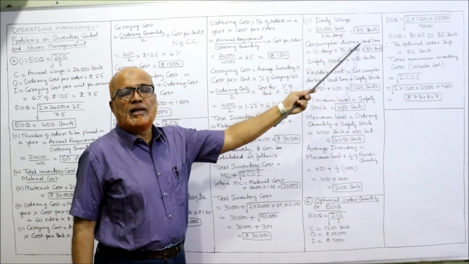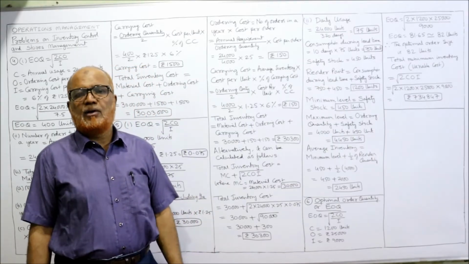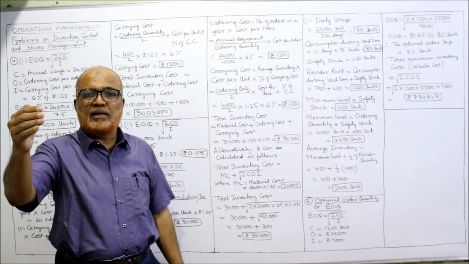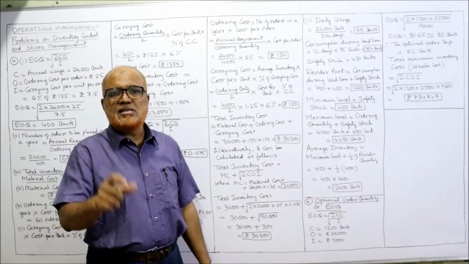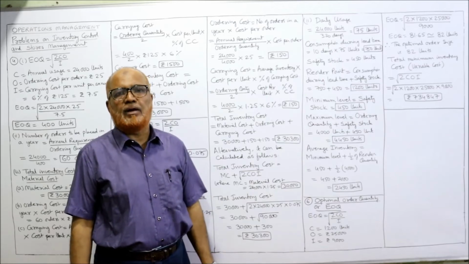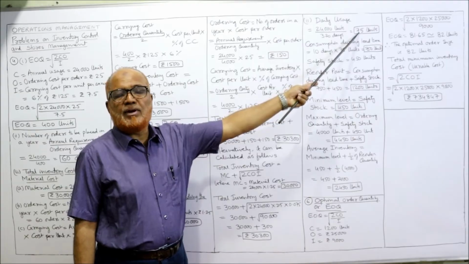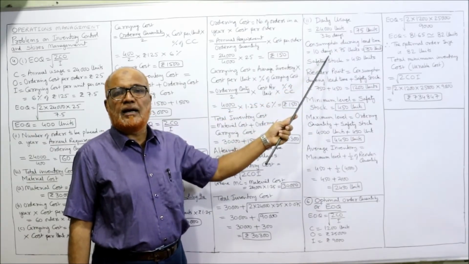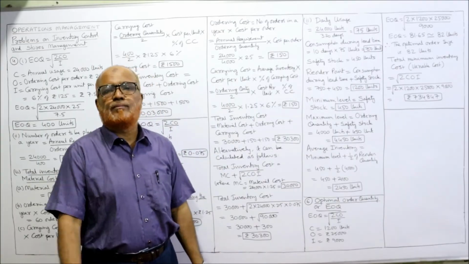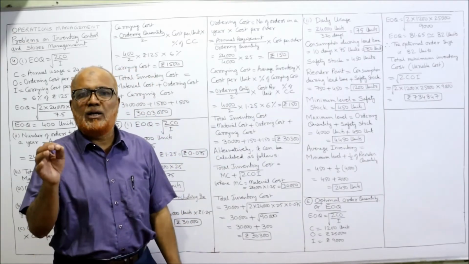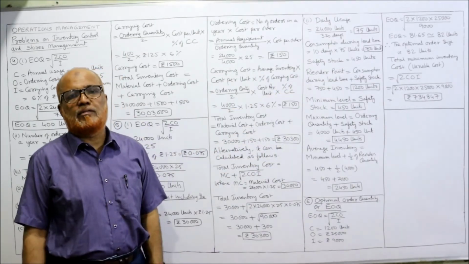And consumption during lead time, procurement days, is 10 days. When we place the order, it will take 10 days to receive the material. That 10 days is called lead time, procurement time. So how much is the consumption during lead time? Per day, 75 units. How many days? 10 days. 10 into 75, 750 units is the consumption required during lead time. And safety stock is given as 450 units.